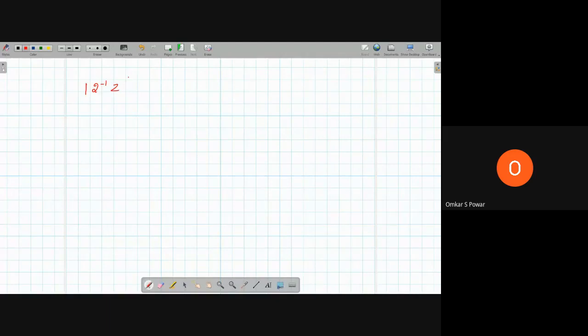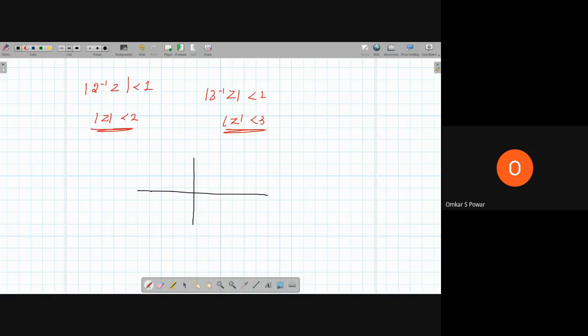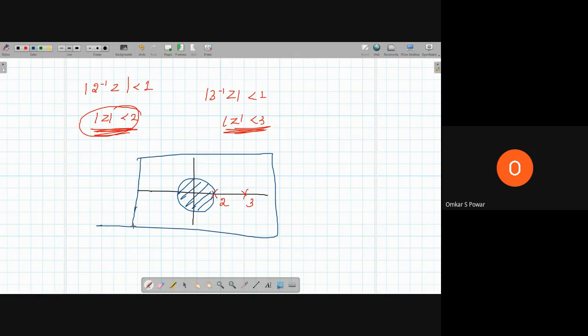2 to the power of minus 1 mod z is less than 1 and 3 to the power of minus 1 mod z is less than 1. So mod z is less than 2 here, and here you will get mod z less than 3. According to ROC fourth property, it should lie to the innermost pole. So first we will plot the poles here at z is equal to 2 and z is equal to 3. Your ROC should be mod z less than 2 and less than 3, which is least, so mod z is less than 2. So we have our unit circle here and you have mod z is less than 2, according to your fourth property.